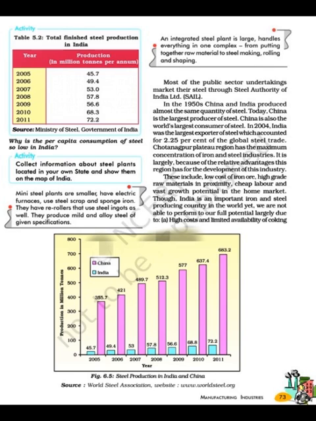Then lower productivity, as the labor is not that capable and skilled, and irregular supply of energy. You know that India suffers from these problems, the power supply is very irregular. Then the poor infrastructure. In those states, the Chota Nagpur region, poor infrastructure facilities are there. So these are the problems through which our iron and steel industry is going.